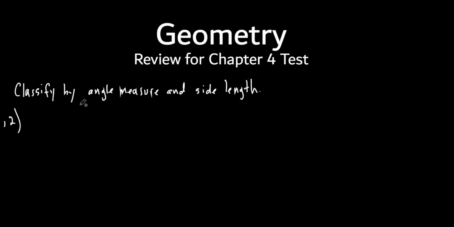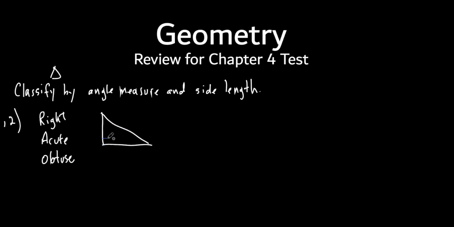So what are some of the names? If I classify a triangle, it's classifying triangles. Classify the triangle by the angle measure and the side length. What are some of the names of triangles by their angle measure? Okay, you got acute, I heard first, and then you got obtuse, right? So you look at the triangle that I give you. I think on the quiz, I gave you a right triangle.